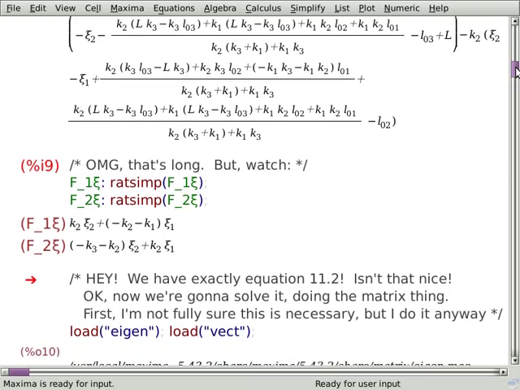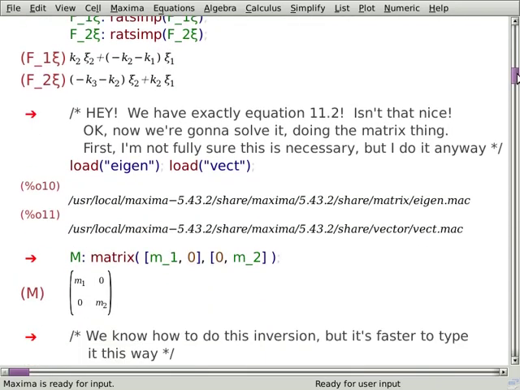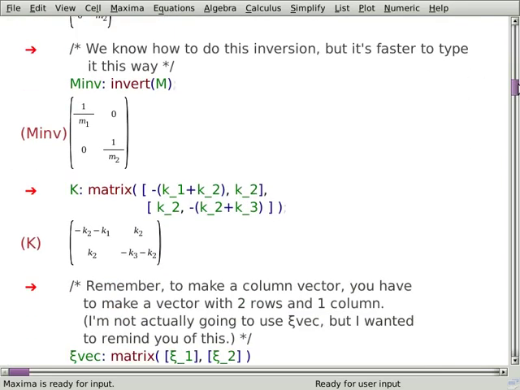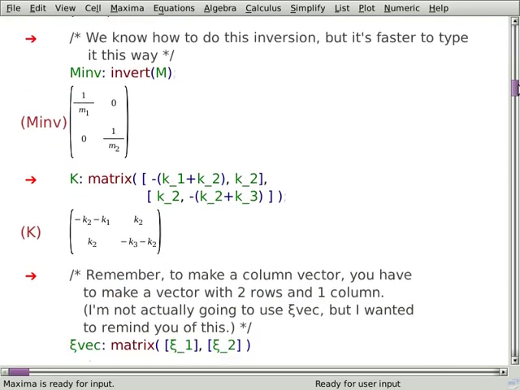And what we've got, all right, I load the matrix stuff. I define my mass matrix here, M matrix. The matrix function in Maxima is a function where you give it a bunch of arguments separated by commas. Each argument is a list that is the row of the matrix, right? So that's what I get here. And I give it the, oh, and I invert it. Hey, look at that. I did it right. And I give it the K matrix here. Same thing, right? And then I want my xi vector.